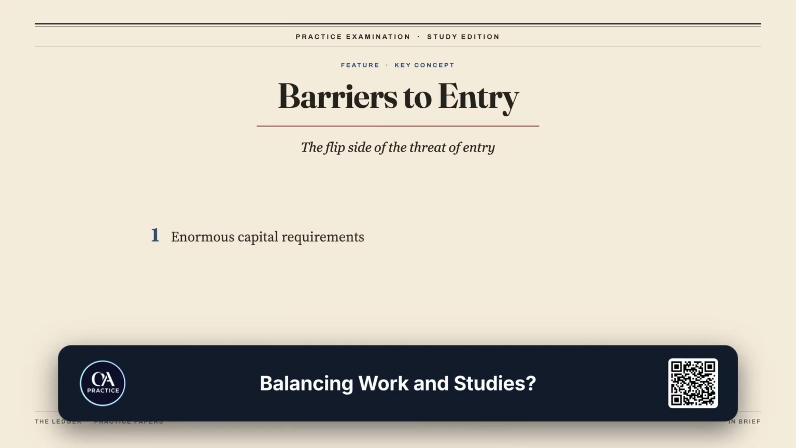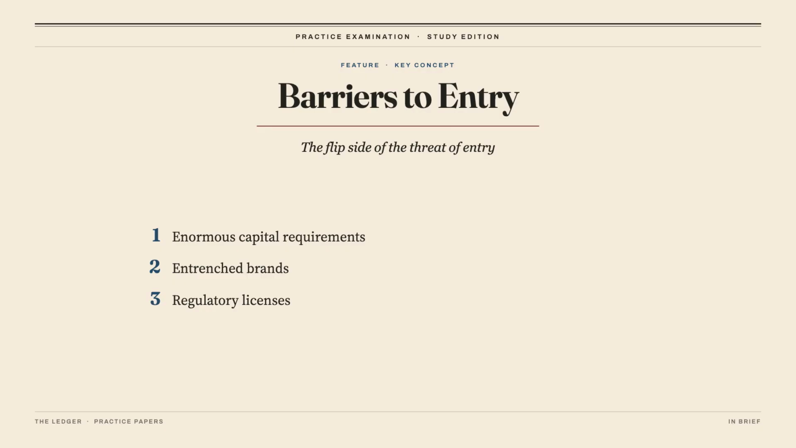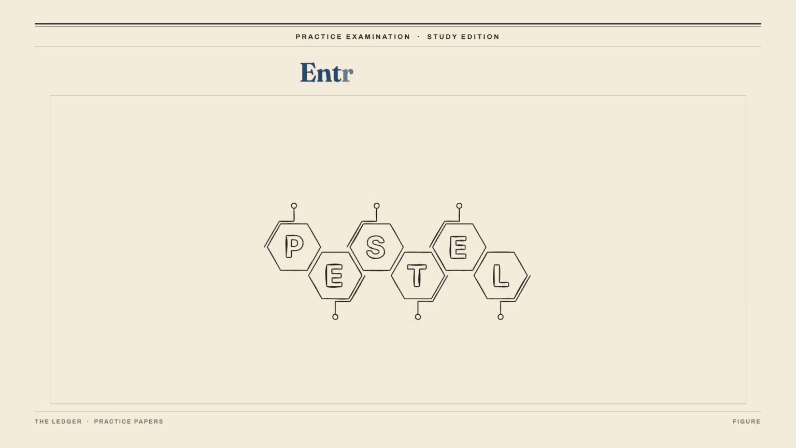Understanding this force means understanding barriers to entry. High barriers, like enormous capital requirements, entrenched brands, regulatory licenses, or control of scarce distribution, keep newcomers out and protect incumbent returns. Strong barriers mean a weak threat, and weak barriers mean a strong one.